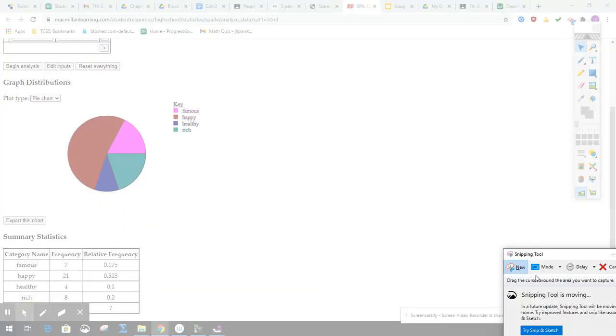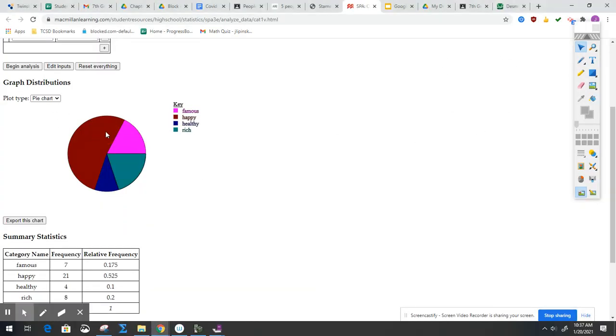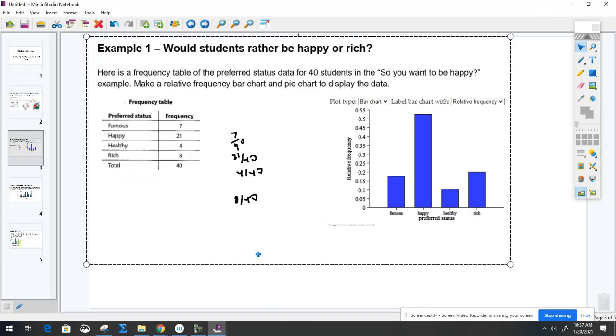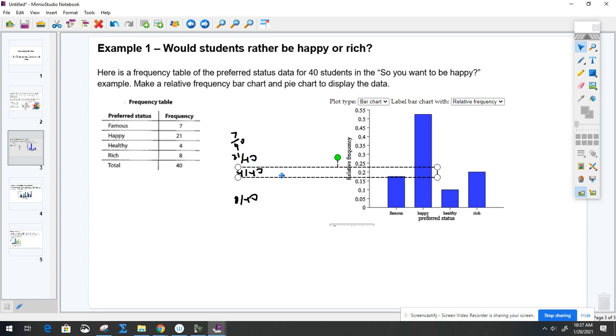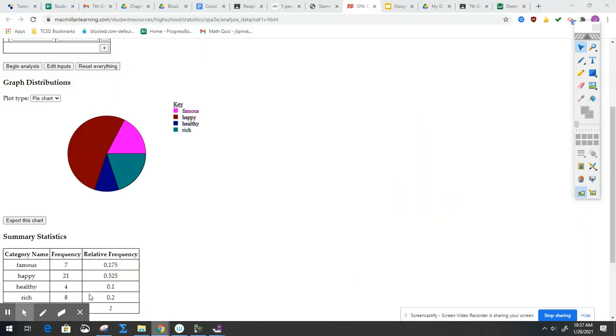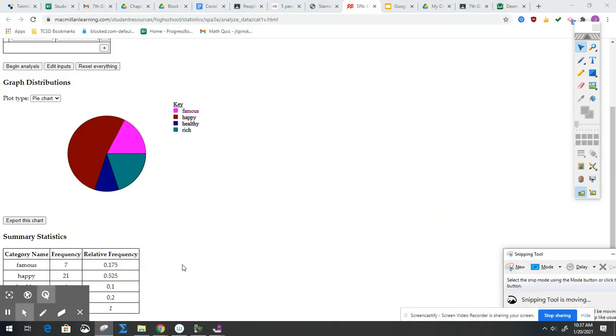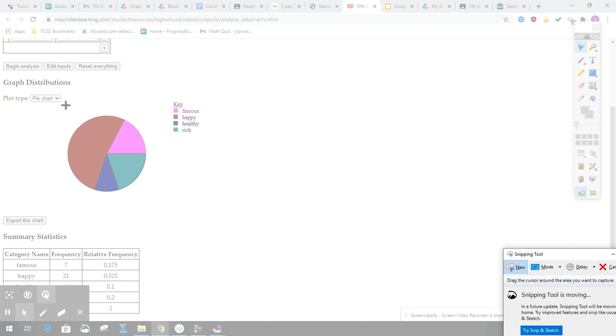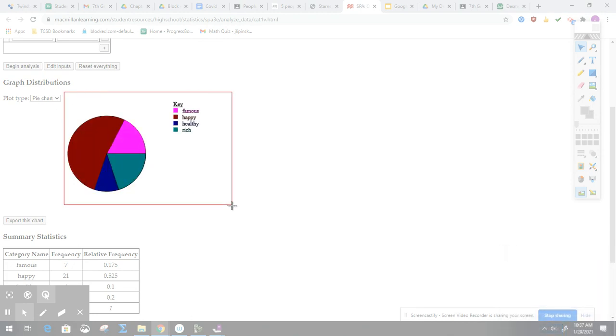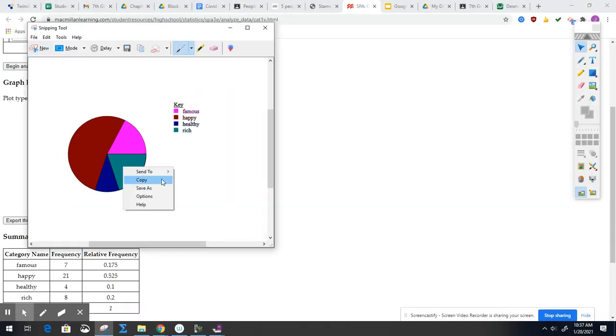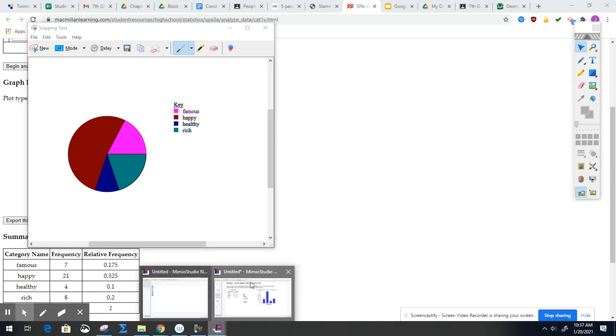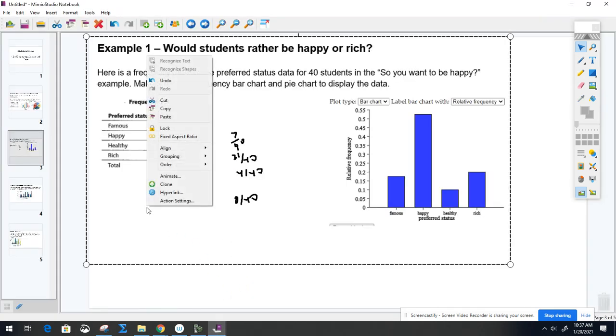Actually, I'm not going to do this. Let's see if this will. Let's see, copy image. Will this go on there? I love technology, right? Of course not. So here's my pie chart. And again, what are these categories broken up into? And that would be the relative frequency.